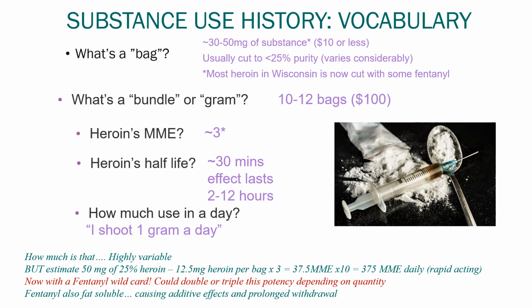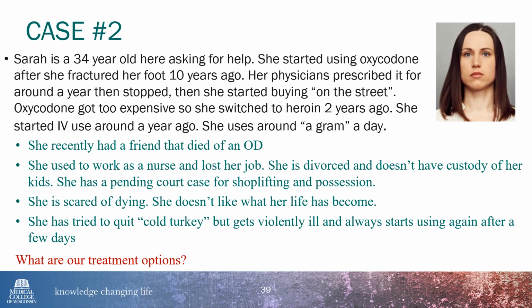So that potency can double or triple with even very small amounts of fentanyl in that substance, which makes it inherently more dangerous because fentanyl is a fat-soluble drug. It has additive effects, meaning it can get into the body and last for longer. And also the withdrawal symptoms can be more severe and last longer, again, because it's a fat-soluble drug and it's absorbed into your body and can take longer to leave.